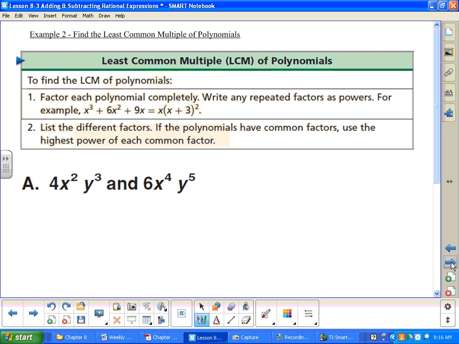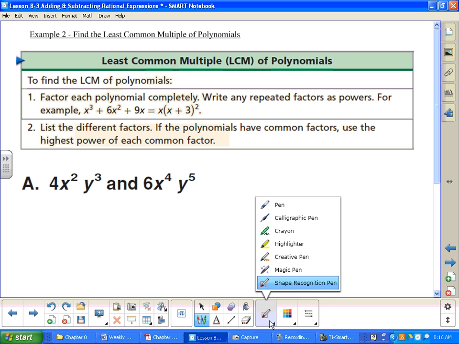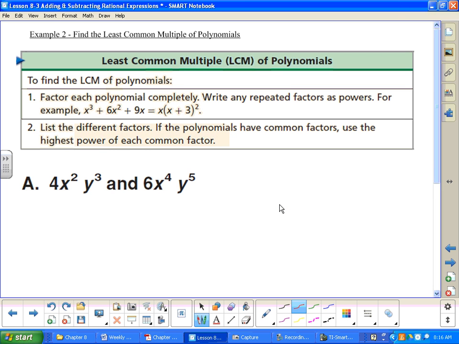So we need to find the smallest number that 4 and 6 go into, the smallest term that x squared and x to the fourth go into, and the smallest that y cubed and y to the fifth go into. So the easiest way to do this is, we'll think our way through it. What's the smallest number that 4 and 6 go into?